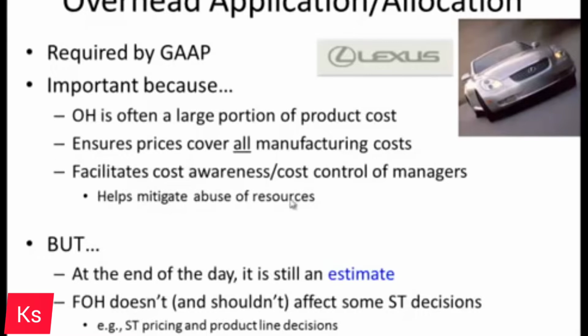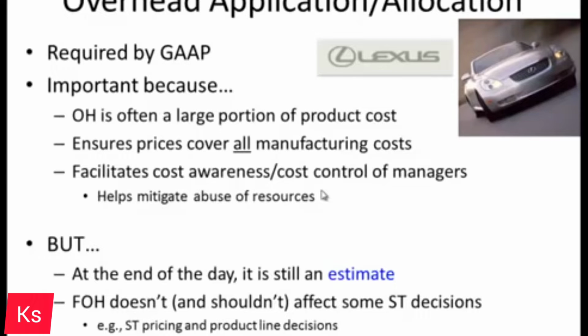Overhead application is also a really important concept because in today's manufacturing environment, overhead is a huge proportion of product costs. And allocating overhead to our products ensures that prices cover all the manufacturing costs. For us to be profitable, we have to cover the cost not only of direct materials and direct labor, but also of all the overhead costs that we incur in order to manufacture our products.